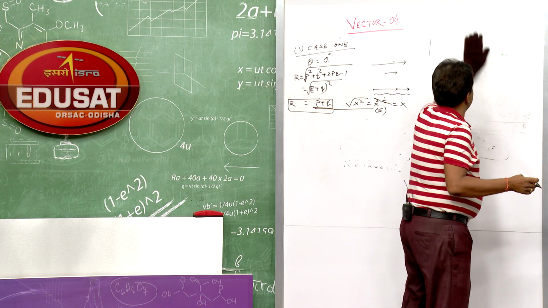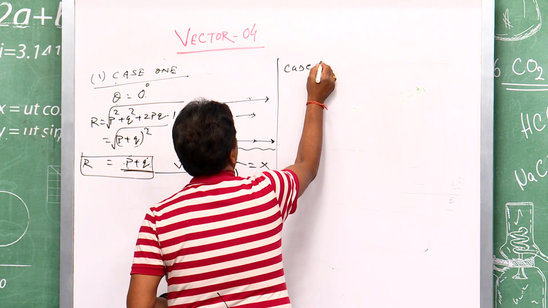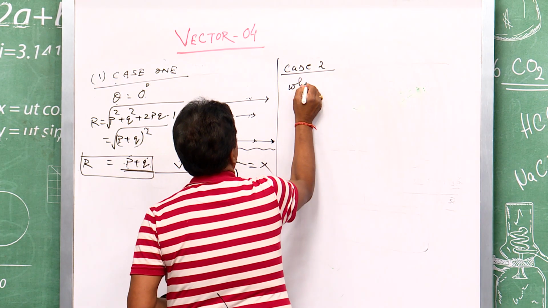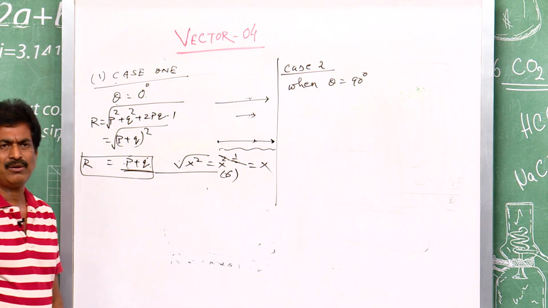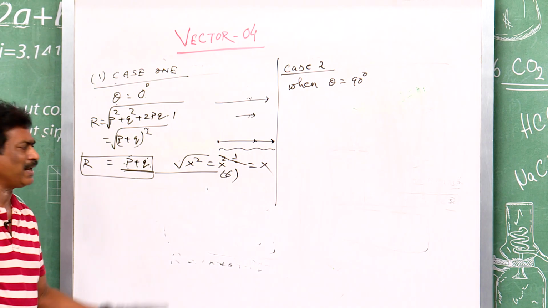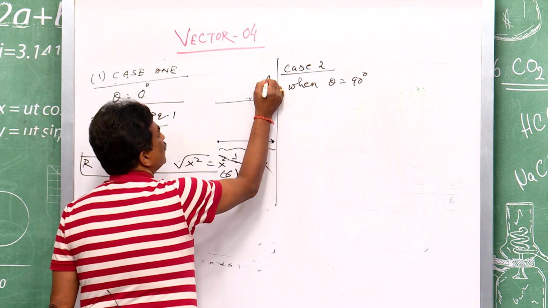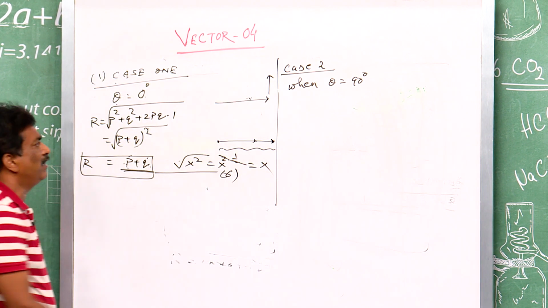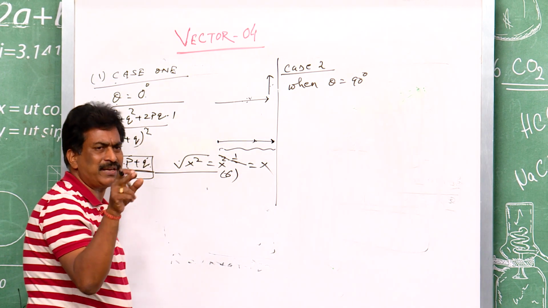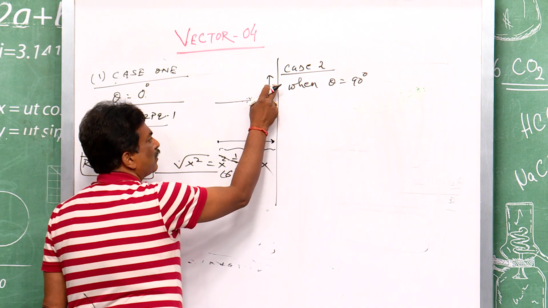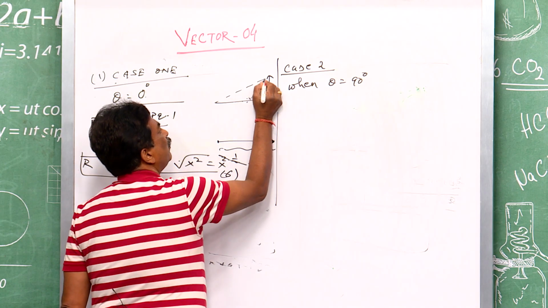Similarly, if we go for the second case, case 2, when theta is equal to 90 degree. When theta is 90 degree, what is the meaning of the 90? I said they are perpendicular. When these two vectors are perpendicular, suppose this is the first vector, this is the second vector. If we add them, because we are discussing addition, the tail and the head coincide and they are joined.